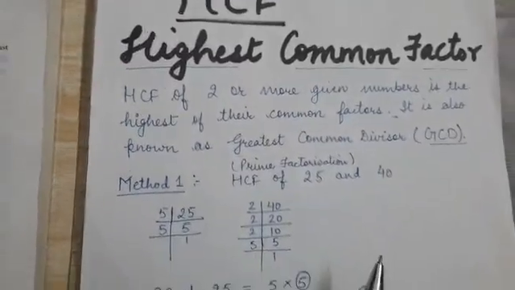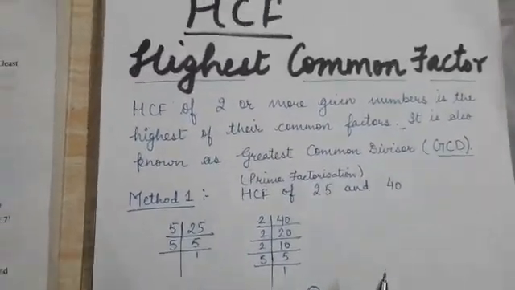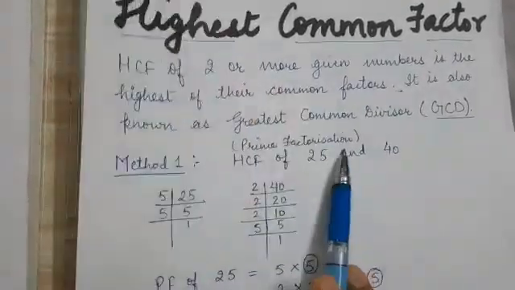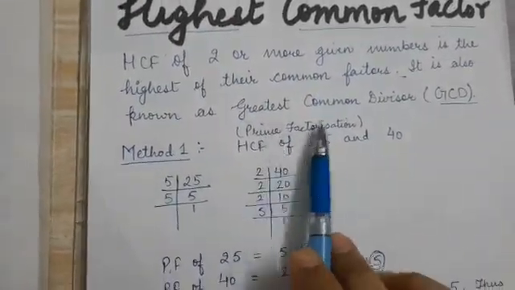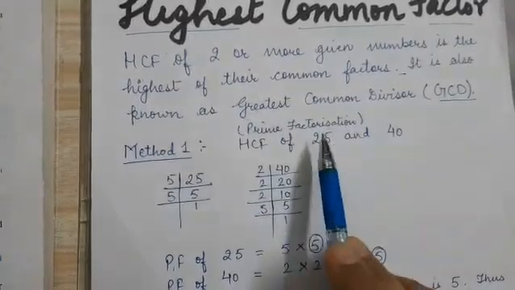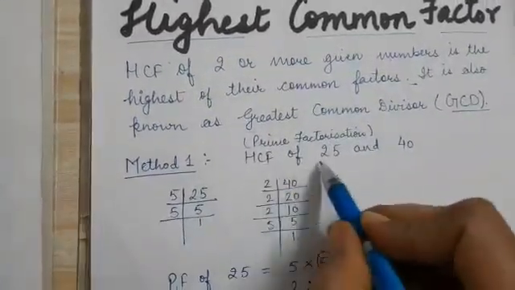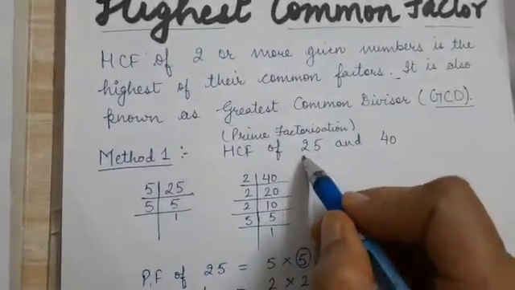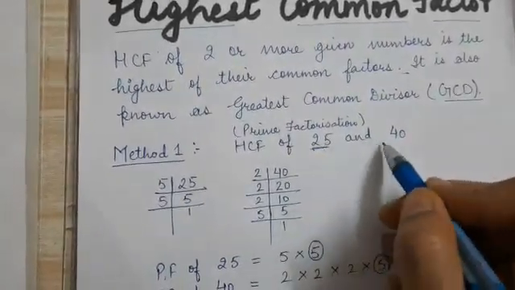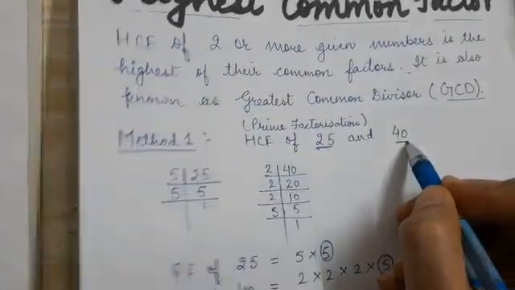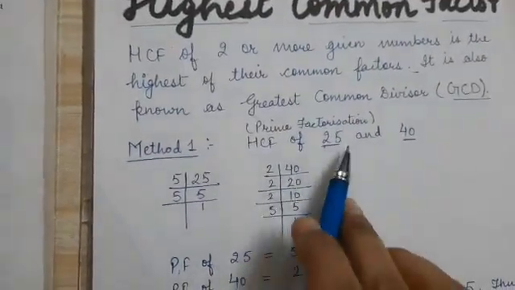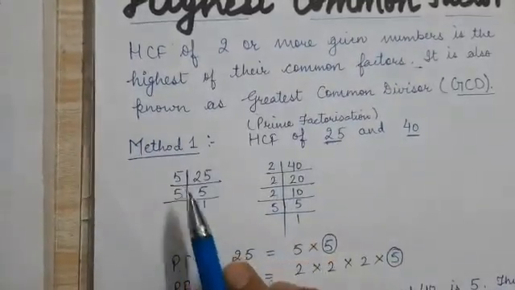So we have 2 or 3 methods to find out HCF. Let us study one by one. First is prime factorization method. In this method, suppose you have to find out HCF of 25 and 40. What you will do, you'll factorize each number separately. But remember, during factorization you have to use only prime numbers.